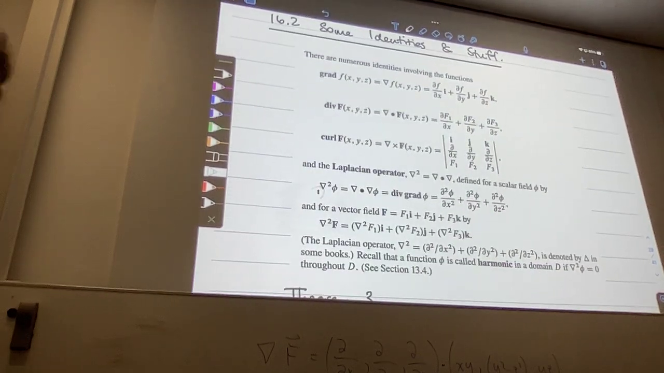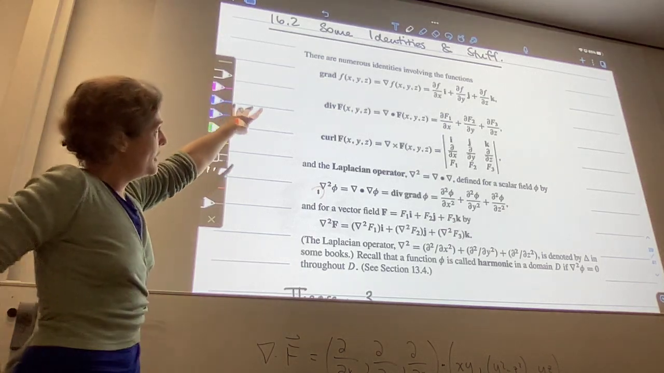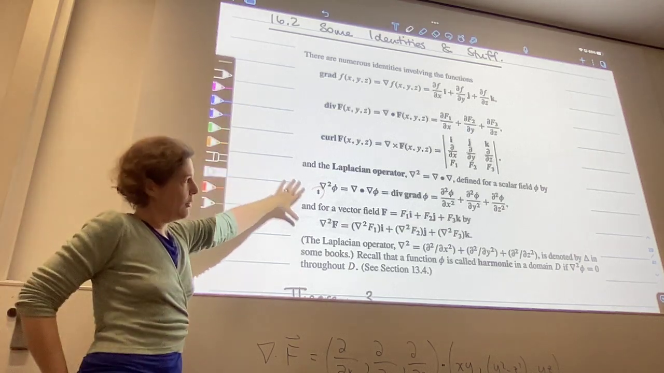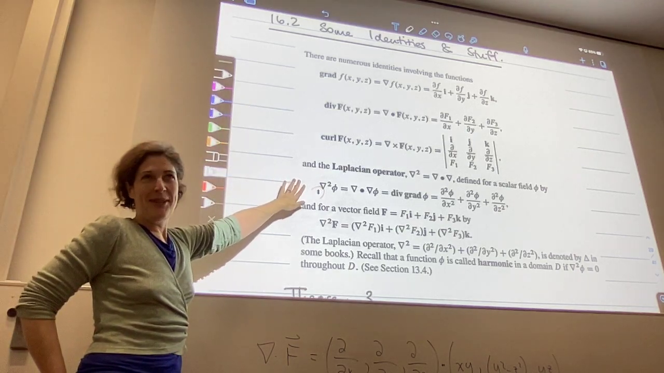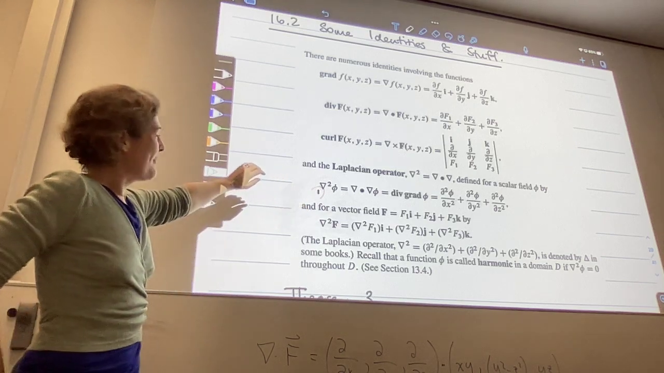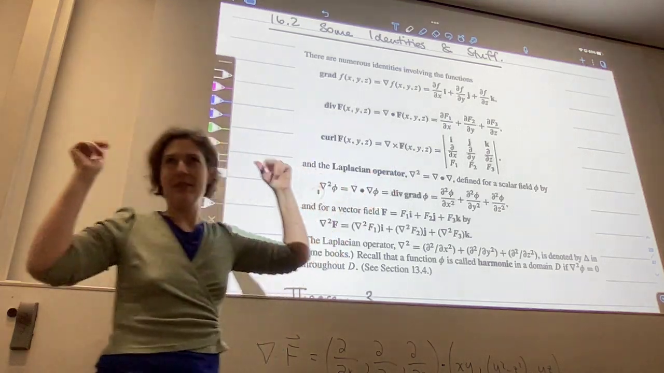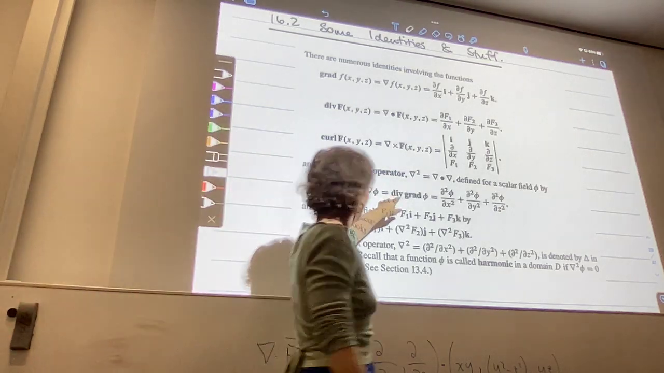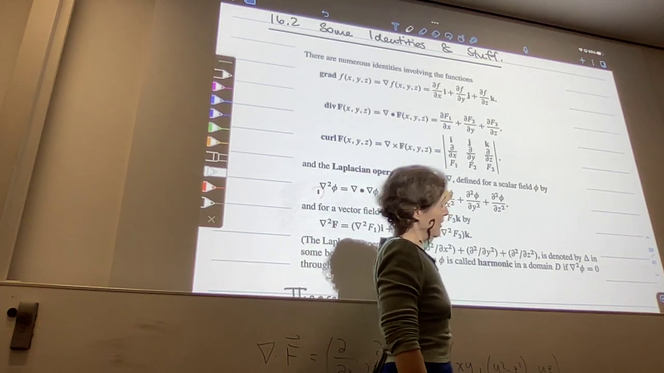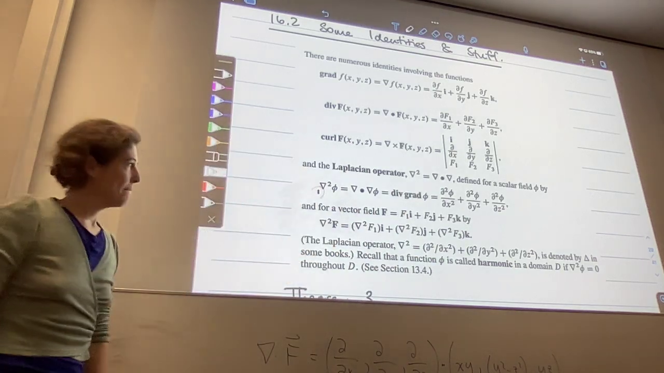So we have a bunch of identities. These are the ones we've just talked about, grad, div, and curl. So today we introduced div and curl. Don't worry about the Laplacian operator, but you will definitely encounter it in physics if you haven't already. Okay, so we have the Laplacian, which is essentially our second derivative. It's kind of a second derivative. In terms of a scalar field, it's just our gradient dotted with itself. For a vector field, it looks like that.